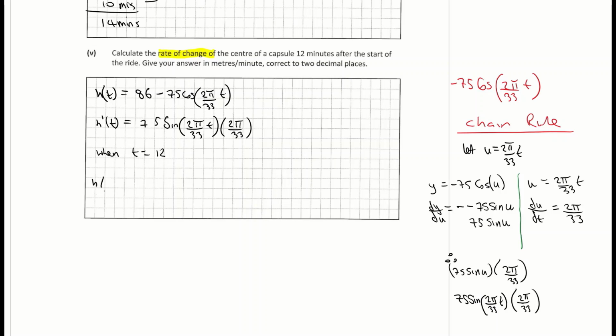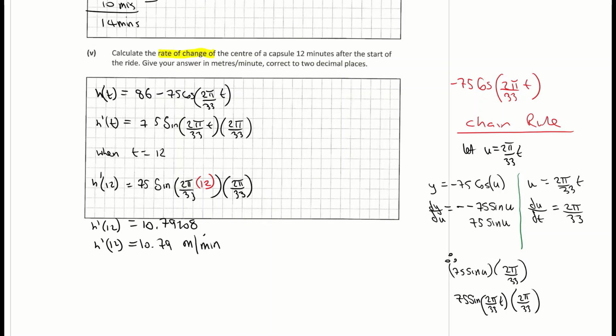So I'm basically finding h dash of 12, and that's going to give me 75 times sine of 2 pi over 33, subbing in my t now, which is 12. And that's all going to be multiplied by 2 pi over 33. Just again, make sure that your calculator is set in radians mode at this stage. So that's giving me a value of 10.79208 when I do it out in my calculator. Question wants it to 2 decimal points. So therefore, calculate the rate of change. It's giving me to 2 decimals, 10.79 meters per minute.